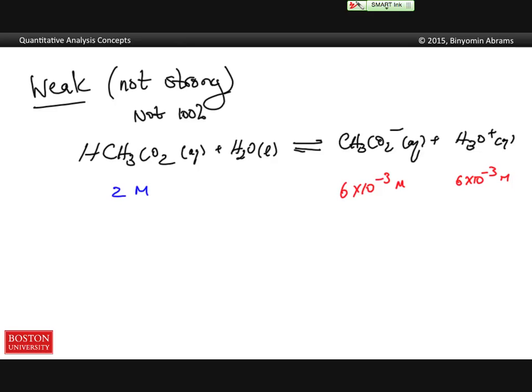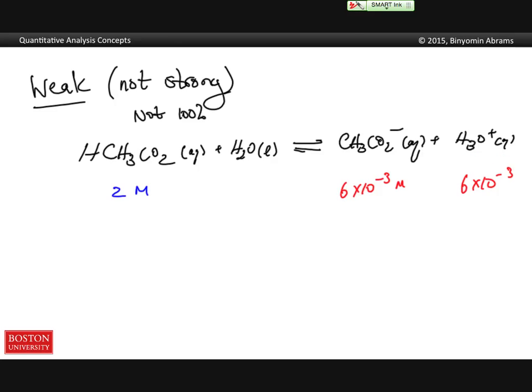Now, it's not nothing, because the normal amount of hydronium in a 25 degrees Celsius solution is 10 to the minus 7 molar. So this is a lot more than we started with. So this is going to be acidic, but not nearly as much as the HCl that we looked at before, the nitric acid that we looked at before. So let's talk about this for a second.